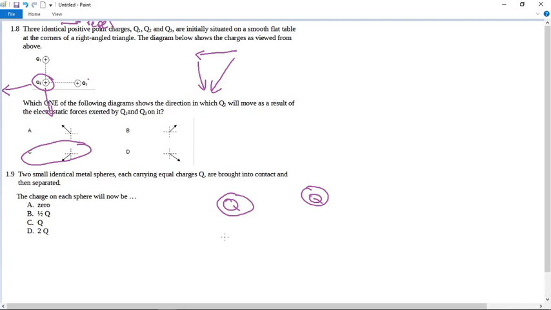So the law of conservation of charge tells you in an isolated system, the charge is conserved. So the formula goes to find the average, basically Q1 plus Q2 over 2. So if I go Q plus Q, I get 2Q divided by 2. I will still have Q on both of the spheres, if you put it in the formula. And also if you apply logic, if we had equal charges before, we will have equal charges after. So the answer is C.